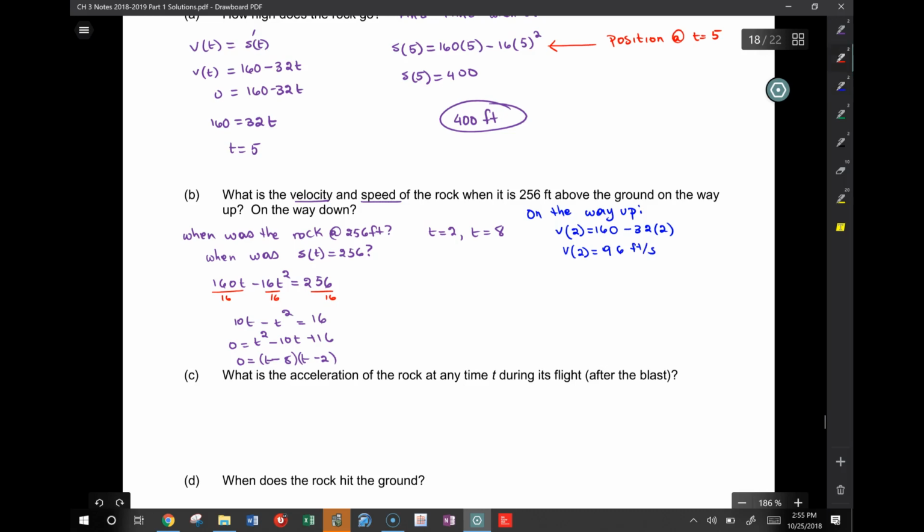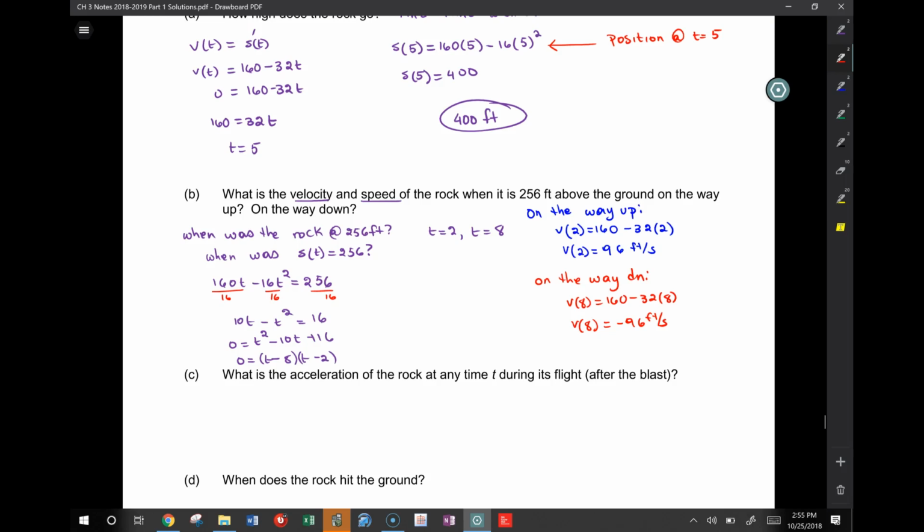Okay, on the way down, v of 8 is 160 minus 32 times 8. How much is that? Negative 96 feet per second. Look at how beautifully symmetric. On the way up, okay, so what's the velocity on the way up? 96. What's the velocity on the way down? Negative 96. What's the speed in both cases? Now, do you see how beautiful it is? It's got the same speed at the equal points, just opposite directions for velocity.